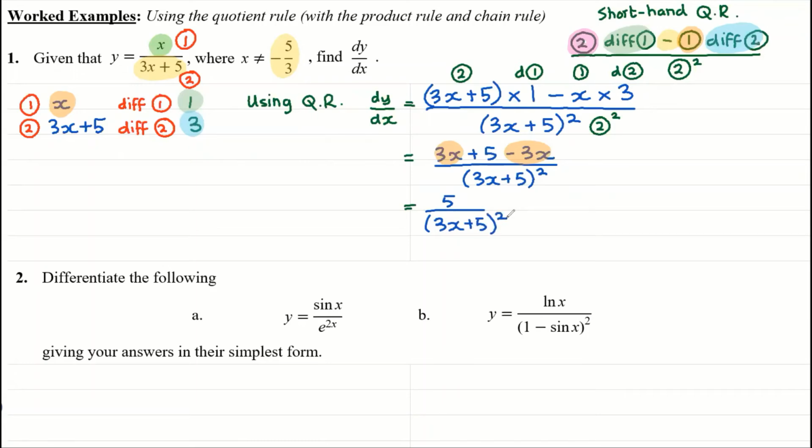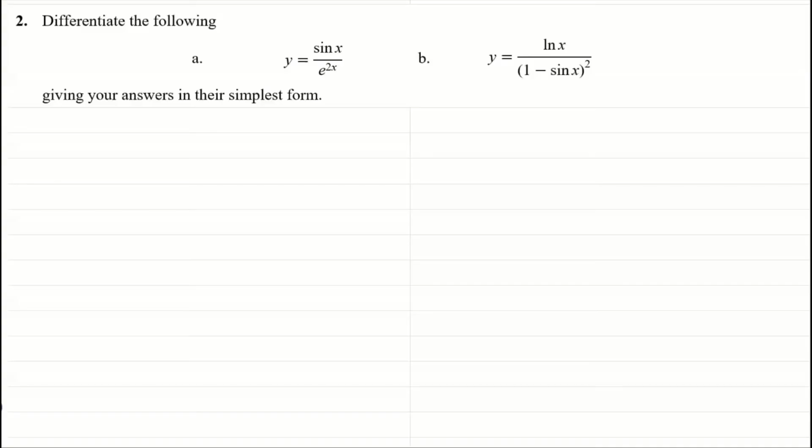Okay, so let's have a look at some more examples incorporating more of the product rule and the chain rule. So for example 2a, we have sine x over e to the 2x. So straight away, let's go into our labeling. The numerator we're going to call function 1. And the denominator, of course, is e to the 2x, but we're going to label that as function 2.